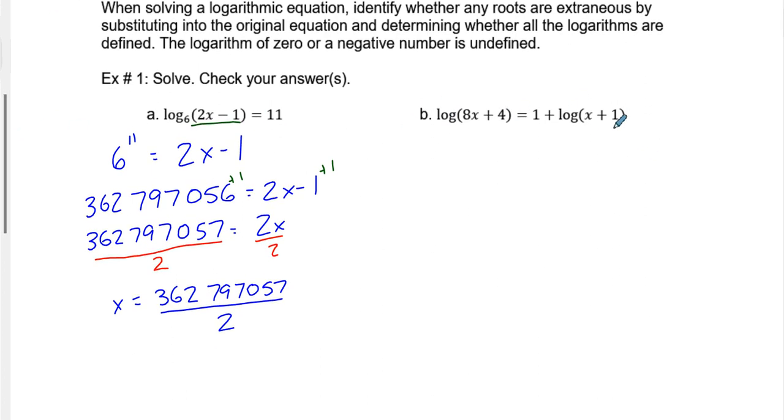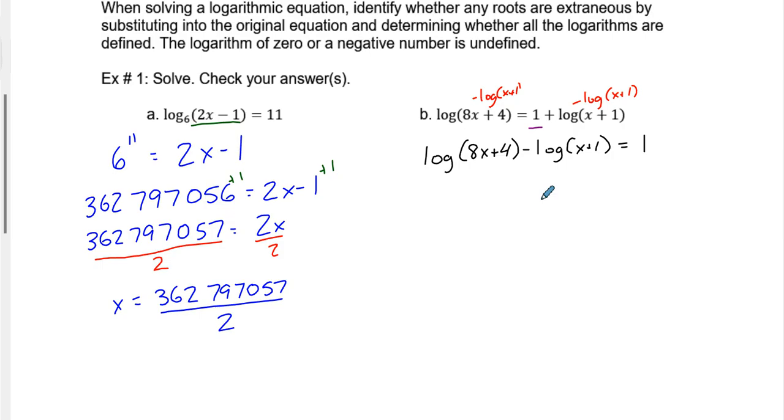Now, in this question, we have a logarithm on both sides, but we also see that we have this 1 on this side. Now, because of that 1, overall what we want to do is get our logarithms to both be on the same side. So in order to get rid of an add log x plus 1, we would have to subtract a log of x plus 1, so that we would get log of 8x plus 4 subtracting the log of x plus 1 would equal 1.